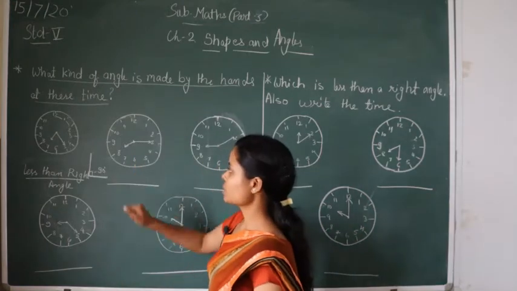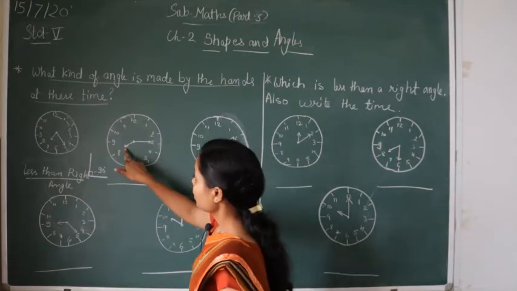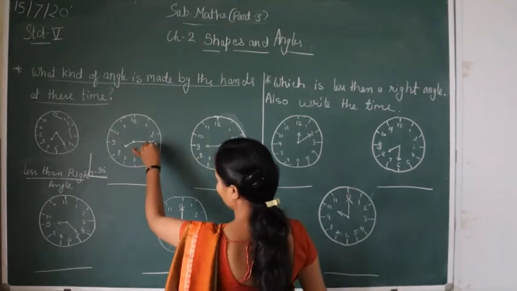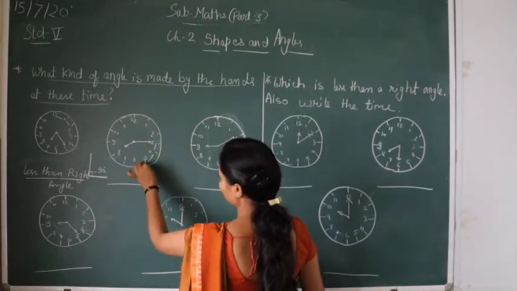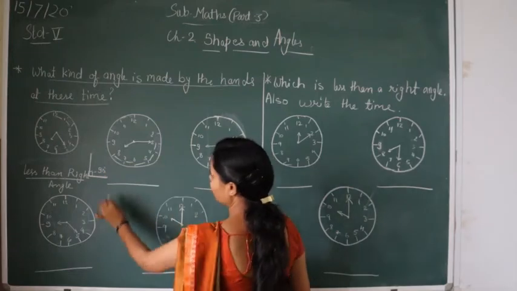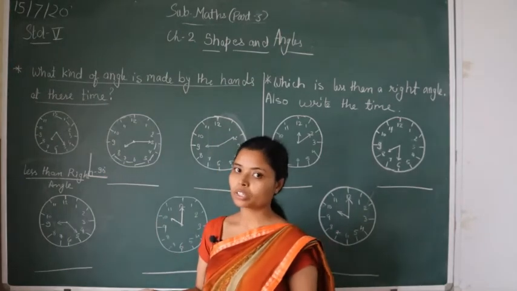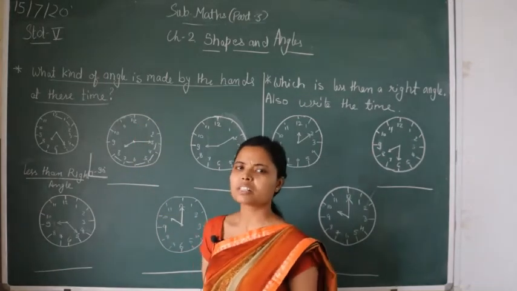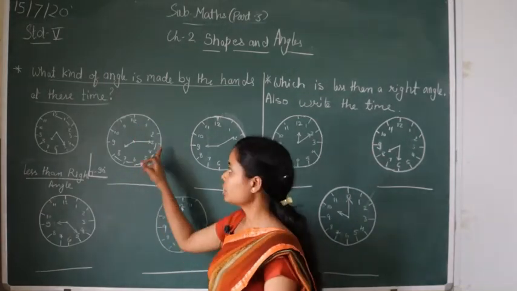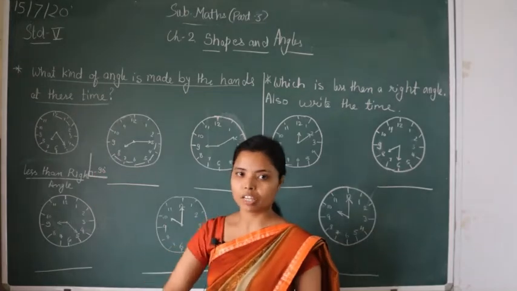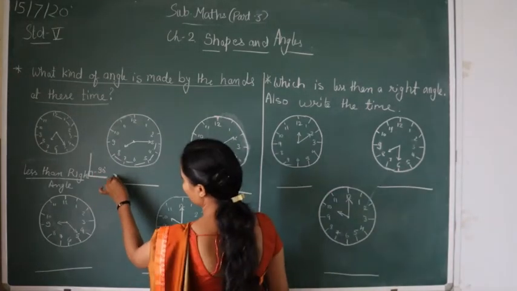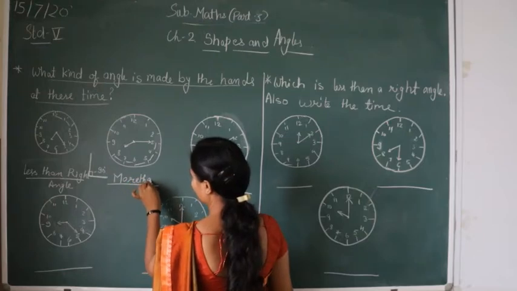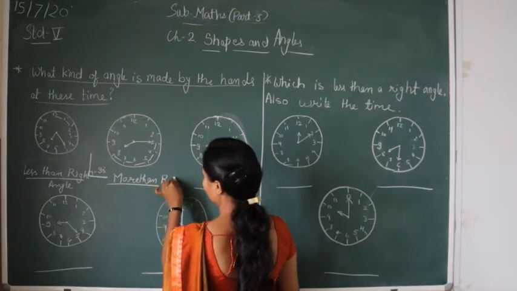Okay, next one. How many quarters, how many sectors are there? 1, 2, 3, 4, 5. 5 is more than 3. If we have 3, we can simply say that this is a right angle. Here we have more than 5. So this is more than a right angle.